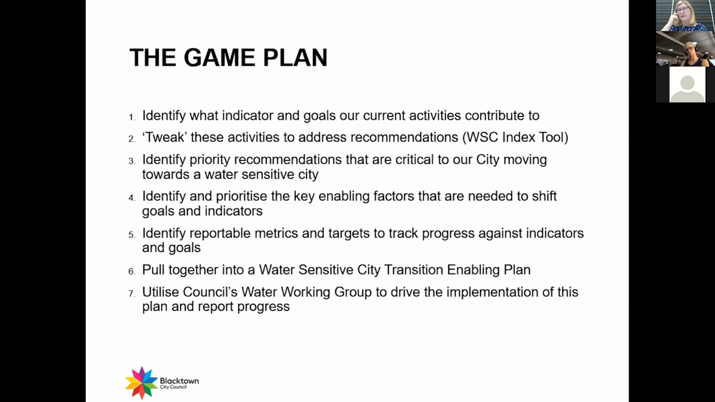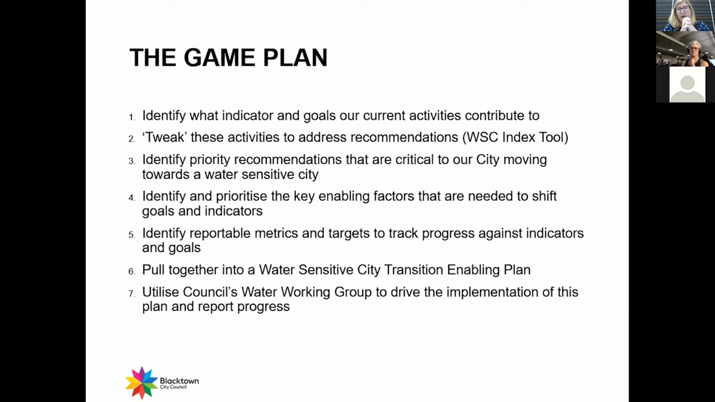It's almost like, is there a sequence of things that we actually need to do? Before you do that, you need to do this. So we need to identify what those ones are. And we need to identify and prioritise the key enabling factors that are needed to shift our goals and our indicators.